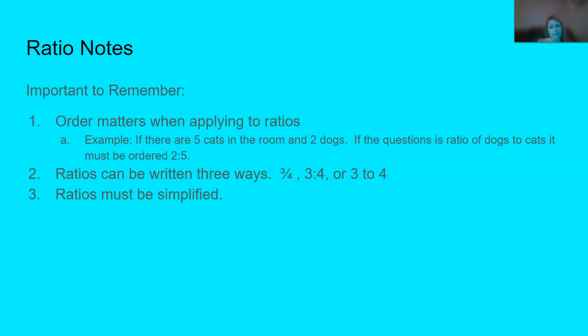Ratios can be written three ways. We can write them as a fraction, as seen, 3 over 4. We can write them using a colon, 3 to 4, or you can write it using the word to.